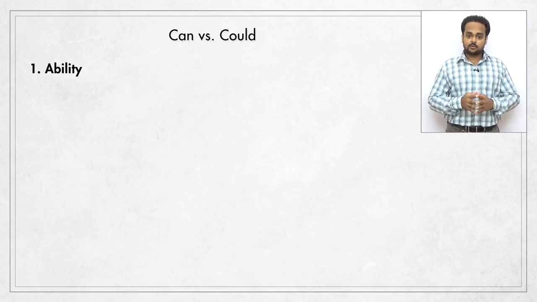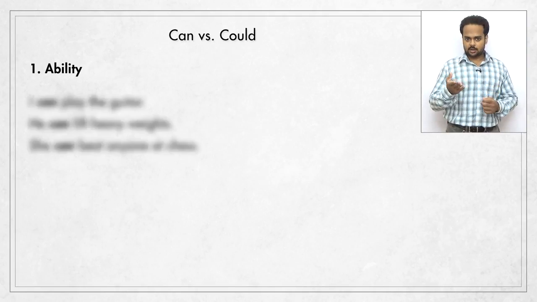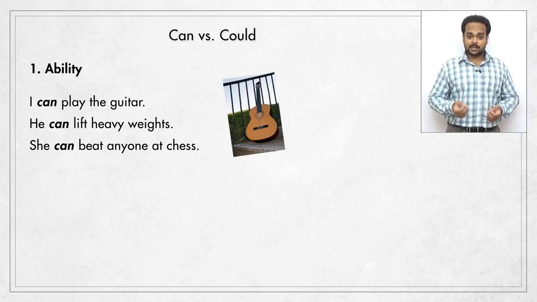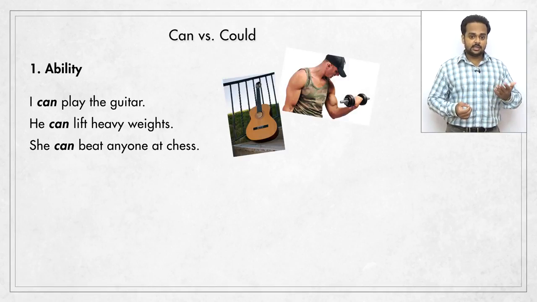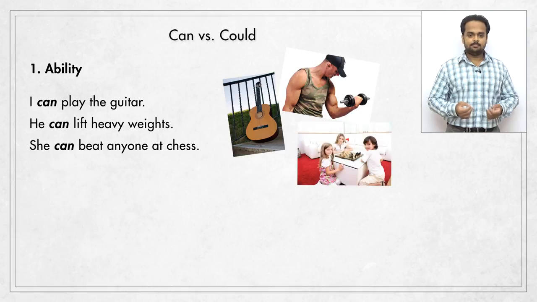The very first thing you should know is the basic use of can. This verb is used to show ability. Here are some examples. I can play the guitar. He can lift heavy weights. She can beat anyone at chess. So all of these express ability.